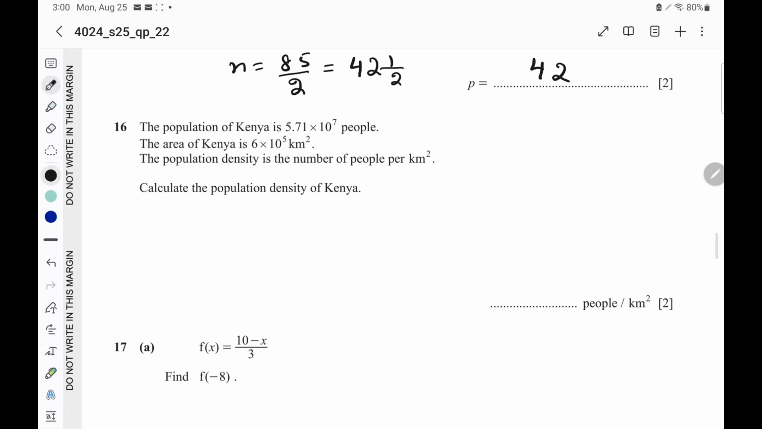Okay, question number 16. In question number 16, the population of Kenya is 5.71 times 10 to the power 7, and the area of Kenya is 6 times 10 to the power 5 kilometers square. The population density is the number of people per kilometer square. Calculate the population density. It's already mentioned that we have to find the density, and density is the number of people per kilometer square.